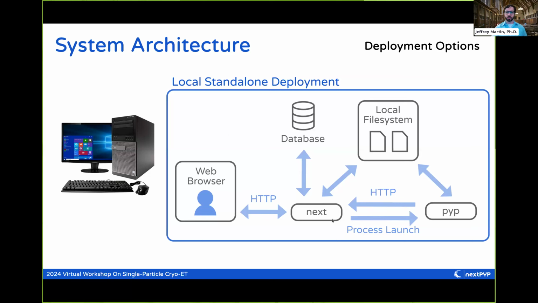So nextPYP is made up of two components. One is called Next and one is called PYP. The next component is the website, the main interface that you'll be interacting with. And it talks to the PYP component, which does all of our backend processing and data analysis. And they talk over a mechanism where the website launches a process that does the data analysis, and then that process will talk back to the website using web protocols, HTTP.